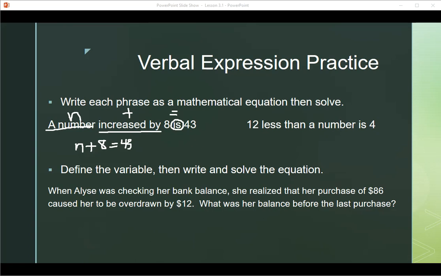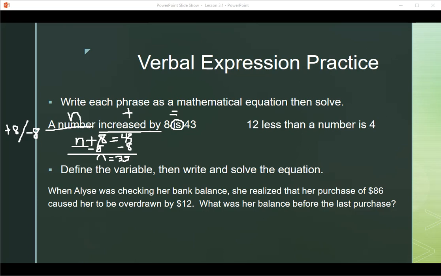Now I can say what's happening to my n is that I'm adding 8. So to undo it, I'm going to subtract 8 from both sides. So minus 8 here and minus 8 here. That'll leave me with just an n on the left side. It's going to be equal to 43 minus 8 would give me 35. And that is the correct answer for this set. Move that up for you just a little bit, make it easier to see. There you go.